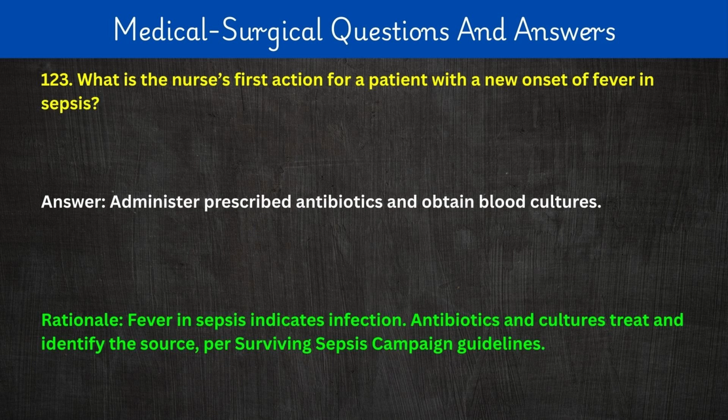123. What is the nurse's first action for a patient with a new onset of fever and sepsis? Answer: administer prescribed antibiotics and obtain blood cultures. Rationale: fever and sepsis indicate infection. Antibiotics and cultures treat and identify the source, per Surviving Sepsis Campaign guidelines.